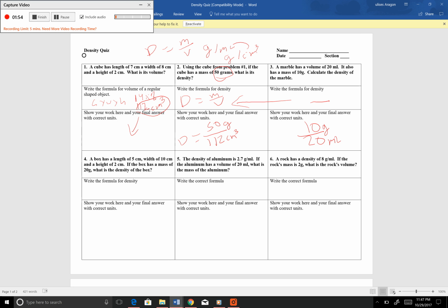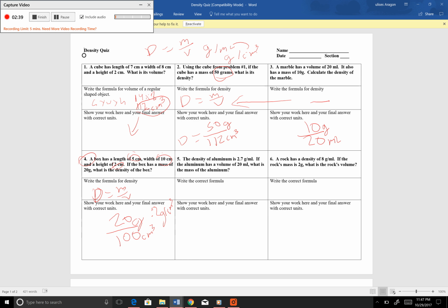Now, number 4. A box has a length of 5 centimeters, a width of 10 centimeters, and a height of 2 centimeters, right? So right off the bat, the formula for density is D is equal to mass over volume. We know the volume because we multiplied this by this by this. So 2 times 10 is 20, times 5 is 100. So our volume is 100 centimeters cubed, and it has a mass of 20 grams. So our density is going to be 0.2 grams per centimeter cubed.